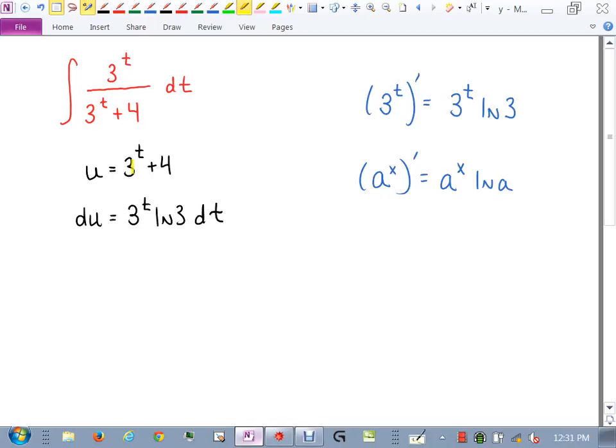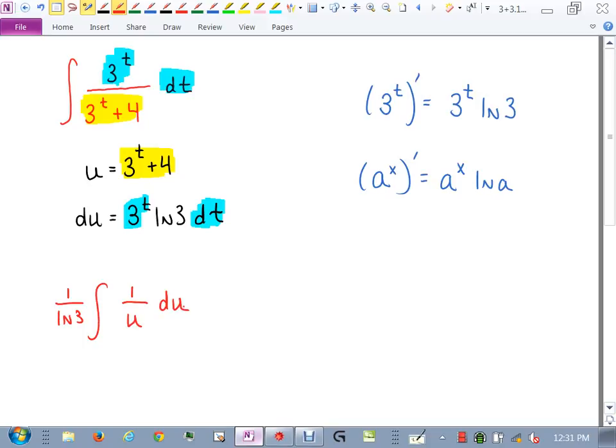So my entire denominator here is accounted for. The 3 to the t dt is 3 to the t dt there. So I'm going to have to divide both sides of this by what? Natural log 3 to get it to match up. So I should be here: 1 over natural log 3 integral 1 over u du.